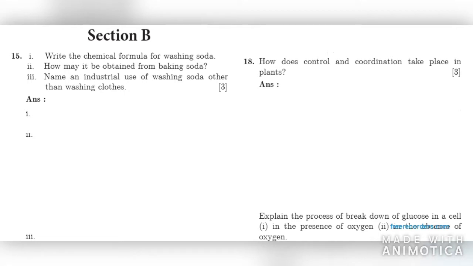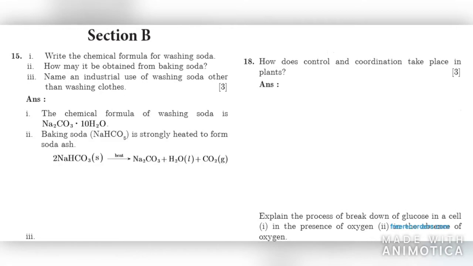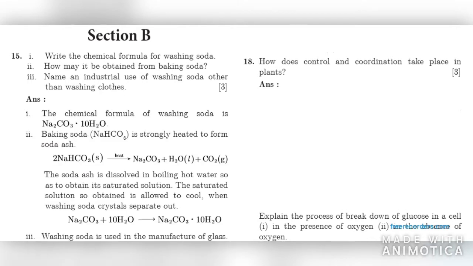If you want to obtain it from baking soda, you have to heat baking soda to form soda ash, that is Na2CO3 plus H2O plus carbon dioxide. And when we have soda ash, it must be dissolved in boiling water to obtain a saturated solution, and the saturated solution should be allowed to cool. Then washing soda crystals separate out to form washing soda. So here the equation is, this is what you can write.